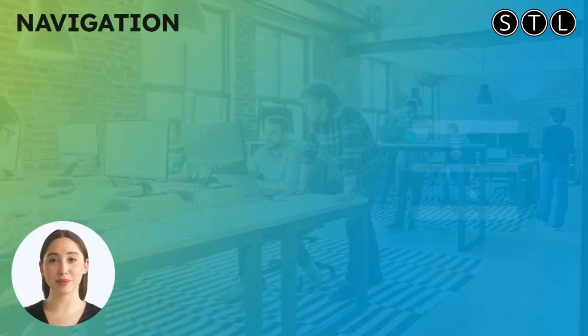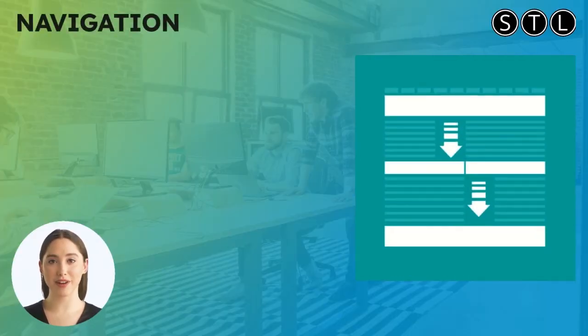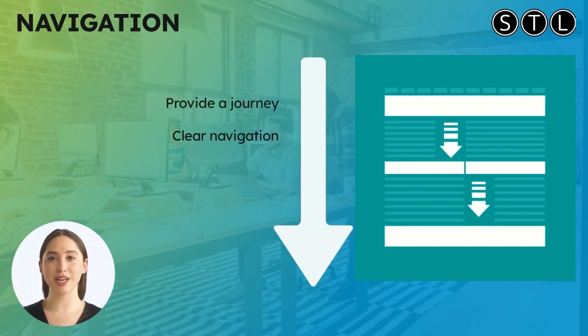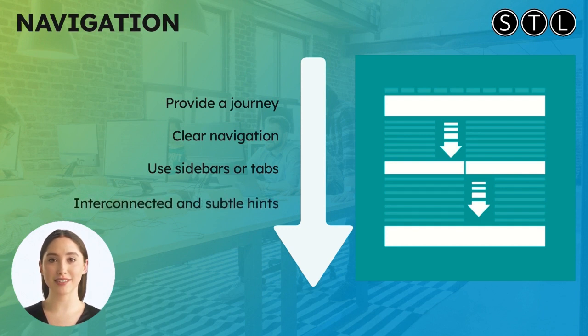The primary principles for clear data storytelling are providing a journey to the reader and clear navigation through that journey. Without either of these, the piece is unclear from the start. This can take many different forms, from sidebars or tabs that sit unconnected from the data itself, to more interconnected and subtle hints that prompt the user to move in a certain direction. Either of these and others are fine. Just ensure that you have a clear direction and flow for the reader.